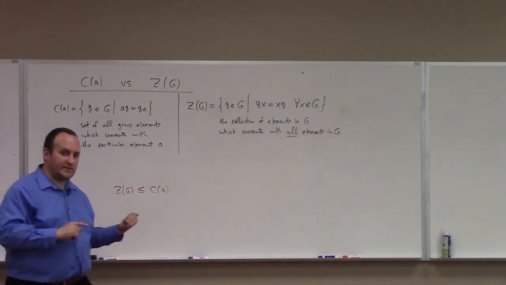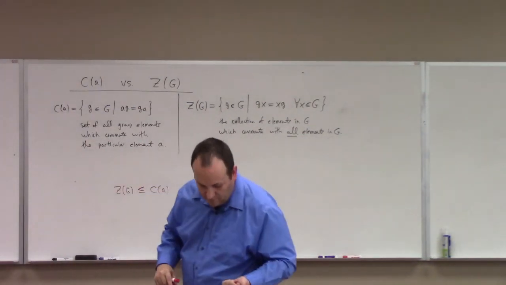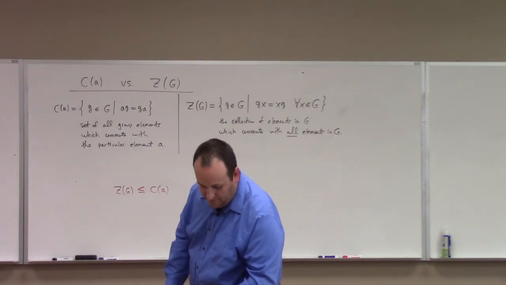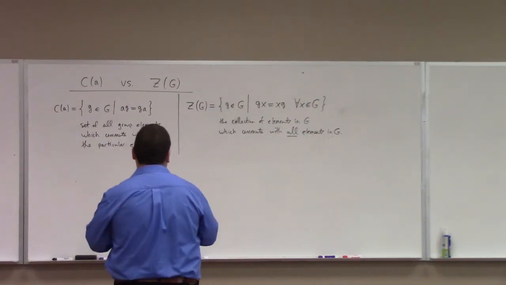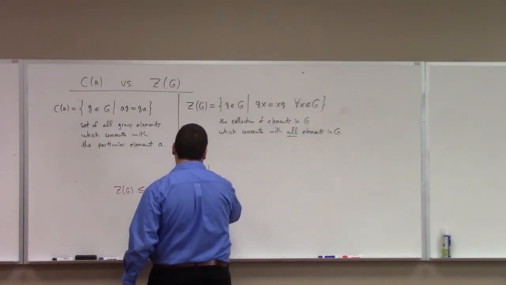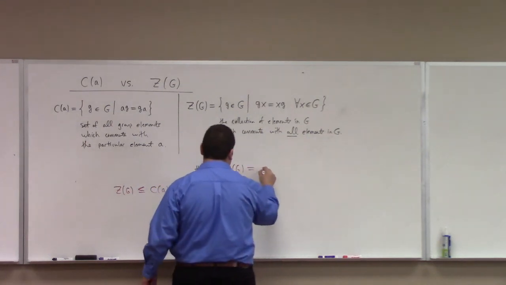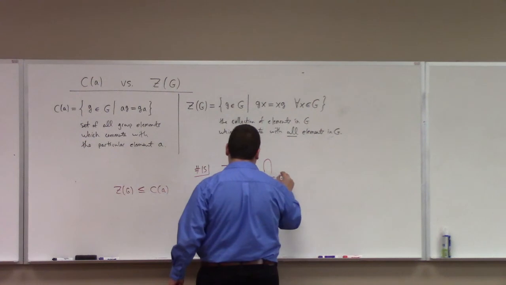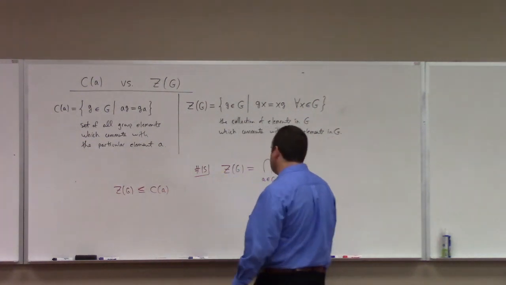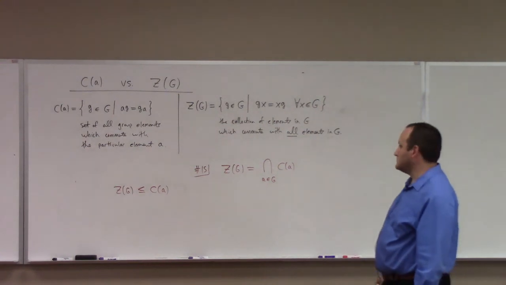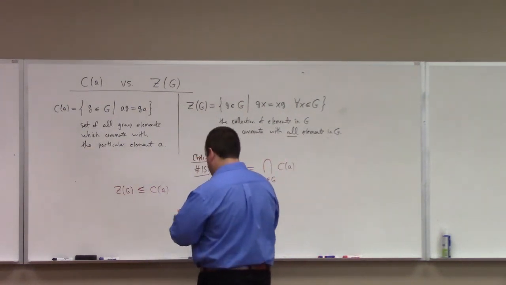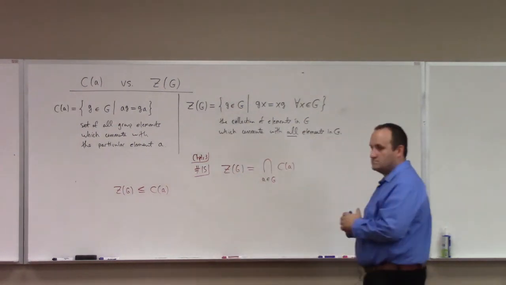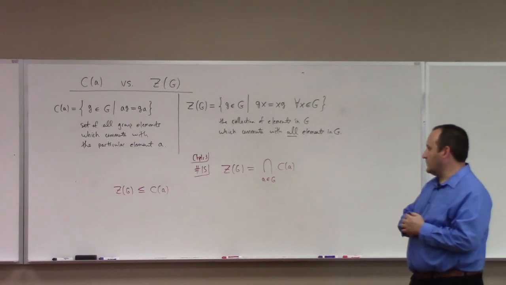There's a homework problem which characterizes the center in terms of centralizers. Problem 15, in chapter 3, asks you to show that the center of G is the intersection over A in G of C of A. So to prove that, how would you do it?